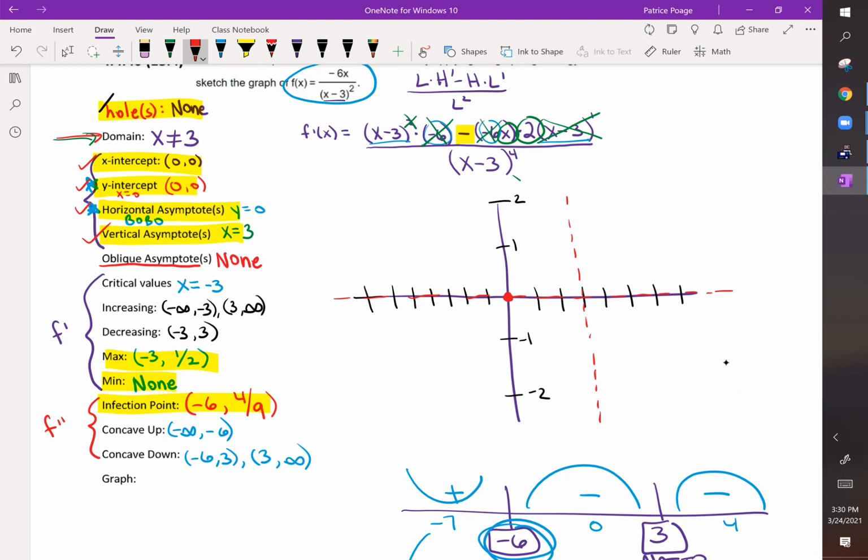Maximum, there's a maximum at the point -3, 1/2. And there's an inflection point, that's where it changes concavity, at -6, 4/9, which is a little bit less than, what is 4/9? 0.4444, so a little less than half. So I'll say right there.